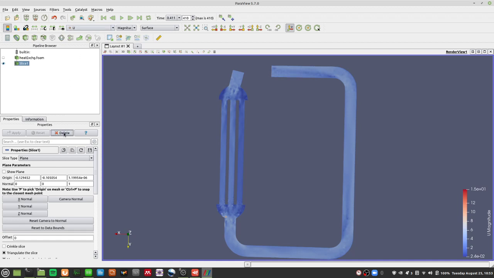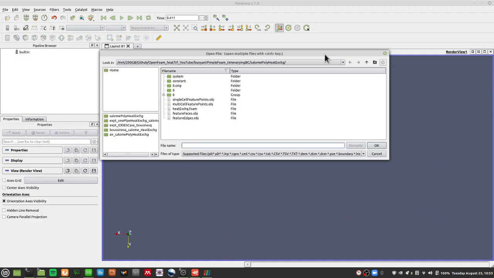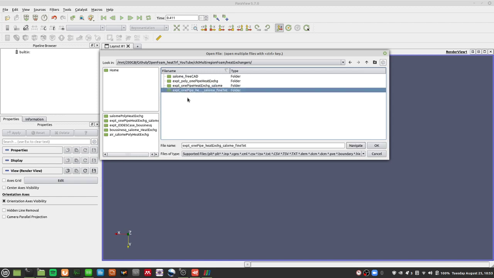Alright, so next let's take a look at our chtMultiRegionFoam heat exchanger. Okay, chtMultiRegionFoam heat exchanger is over here. Where is it? One pipe heat exchanger.